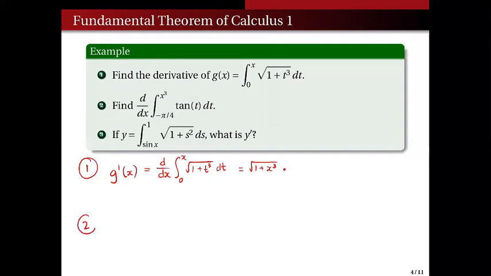Number 2, we want to get the derivative with respect to x of the integral from negative pi over 4 up to x cubed of tangent t dt. By the way, in here we did not check if the function is continuous, but as you can see, you have a square root here, and then you have 1 plus t cubed here.